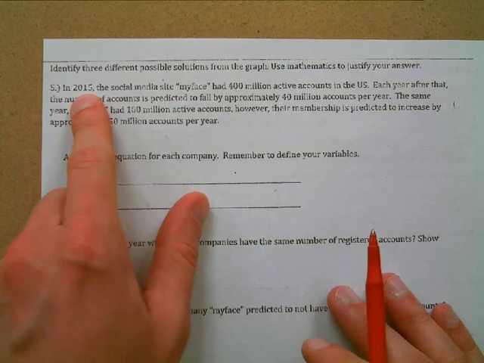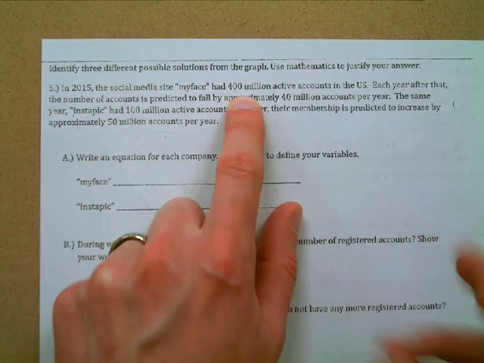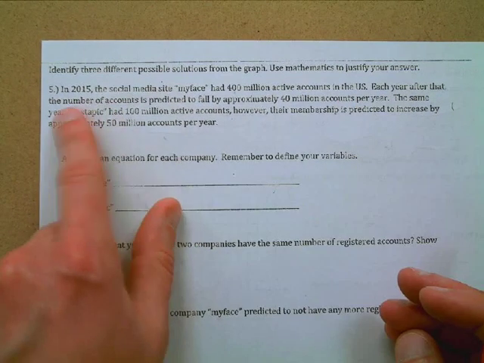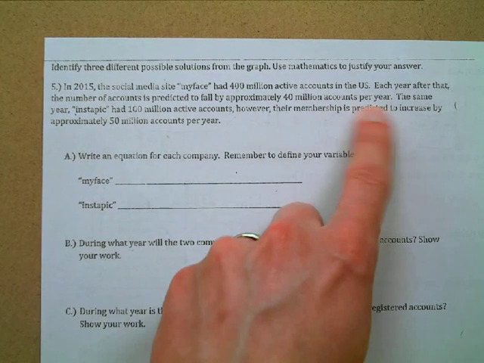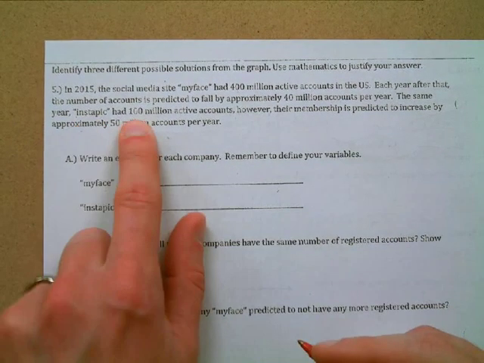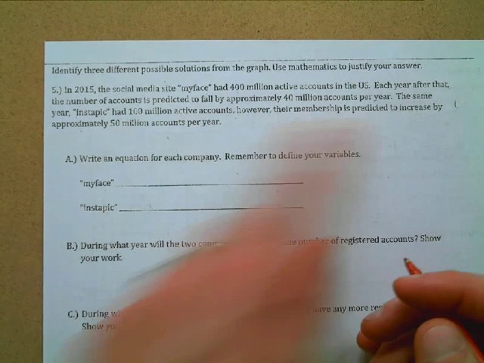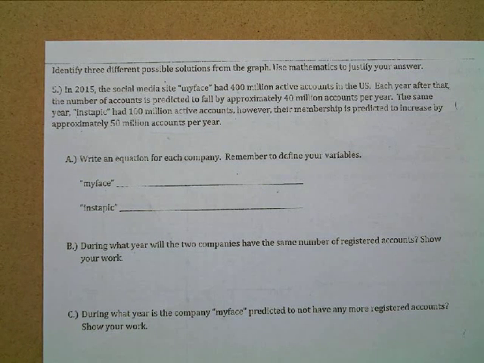Okay, anyway. In 2015, the social media site MyFace had 400 million active accounts in the U.S. Each year after that, the number of accounts is predicted to fall by approximately 40 million accounts per year. The same year, Instapic had 100 million active accounts. However, their membership is predicted to increase by approximately 50 million accounts per year. Okay, so we're going to write an equation for each company, and we're going to define our variables.